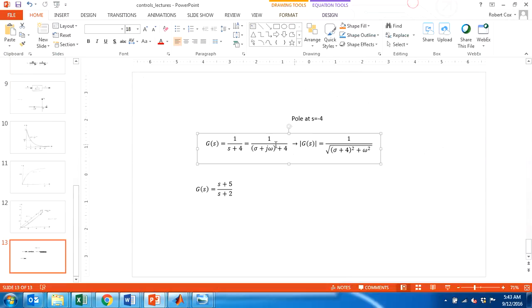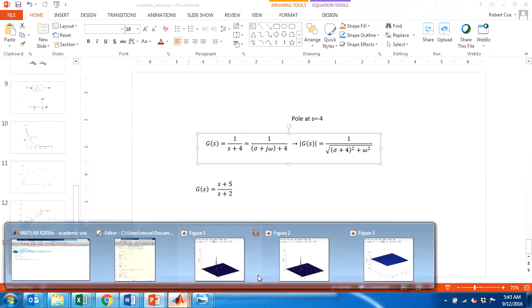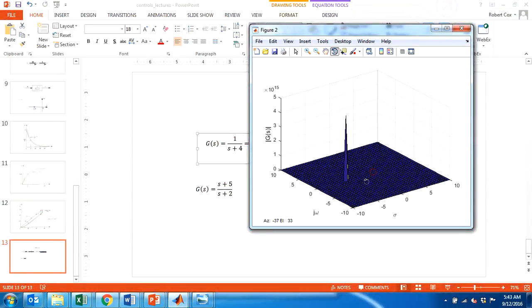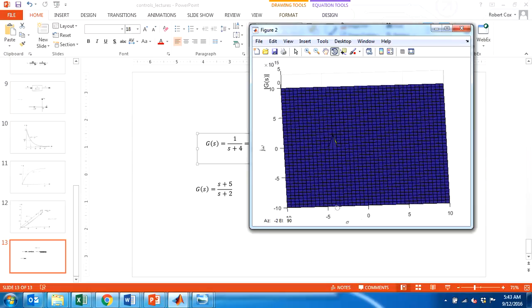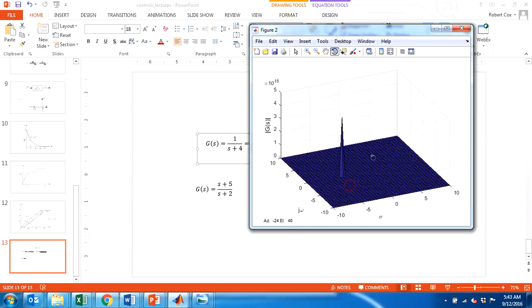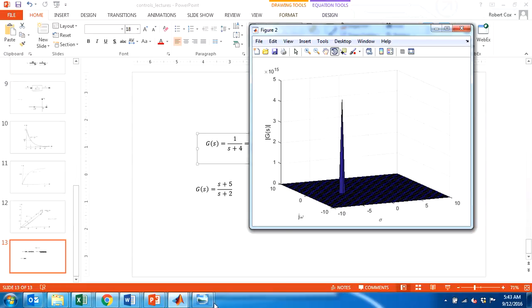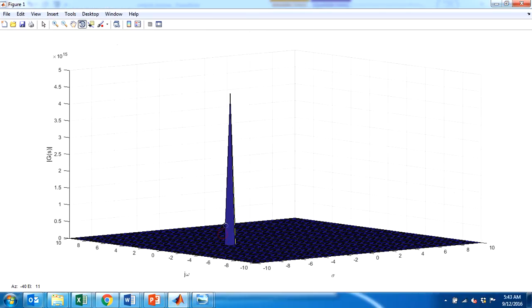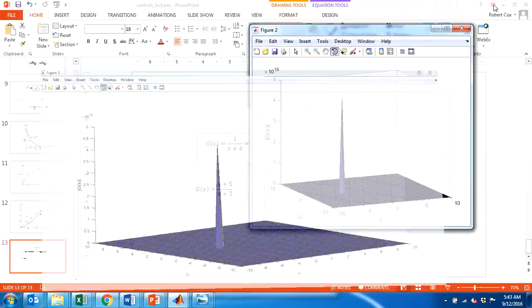Because what do I have at that point? I have 1 over 0, and 1 over 0 should be infinite. That's basically what I see right here. If I rotate this around and flip it like that, that's good enough. What I see is that where the real part equals negative 4, boom, it just shoots off towards infinity. It's hard to see in real detail. Let me see.